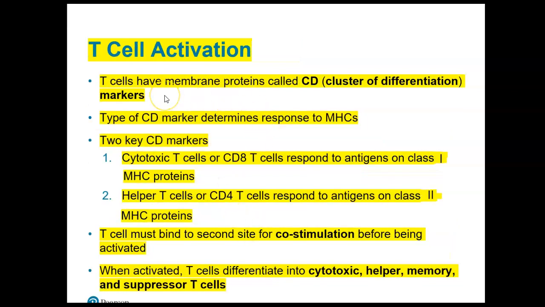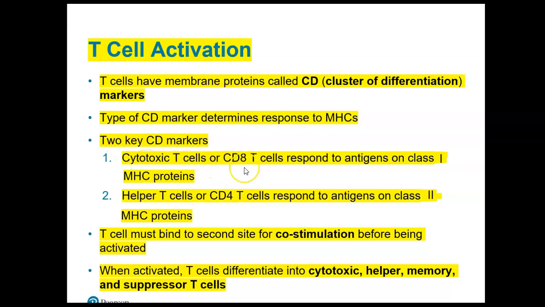Now, for the activation of the T cell, we also have to include these markers called CD4 or CD8 markers, okay? So T cells have membrane proteins called CD markers. That stands for cluster of differentiation. The type of CD marker determines the response to the MHC proteins, okay? So there's two CD markers. There's CD8 and CD4.